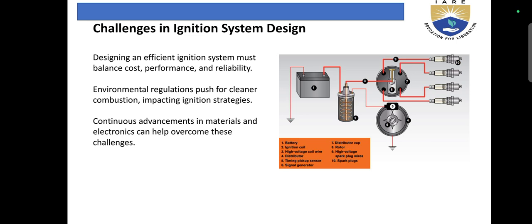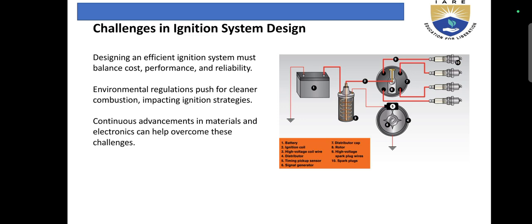An efficient ignition system must balance cost, performance and reliability. Advancements in materials and electronics can help overcome these challenges. Components include the battery, ignition coil, high voltage wire, pickup sensor, signal processor, distributor, and spark plugs.